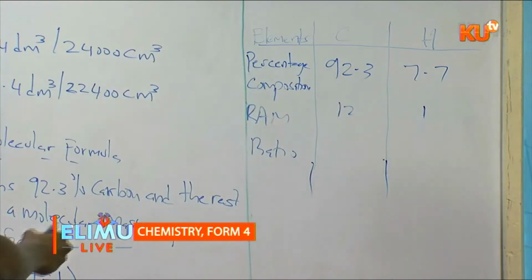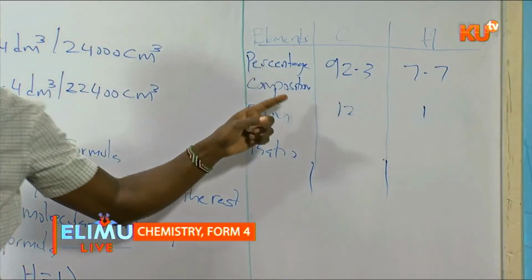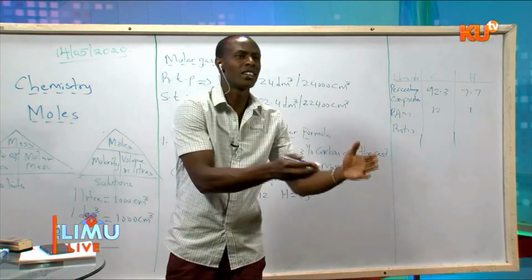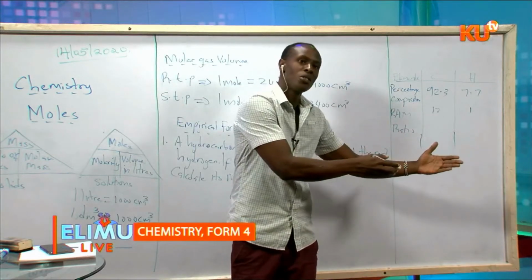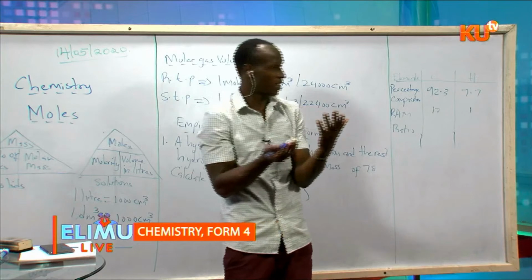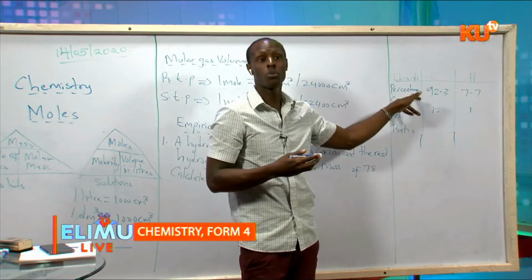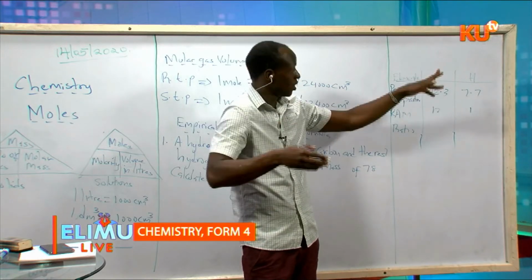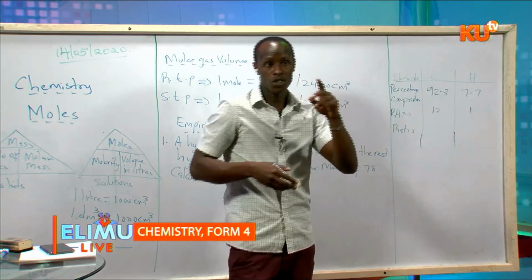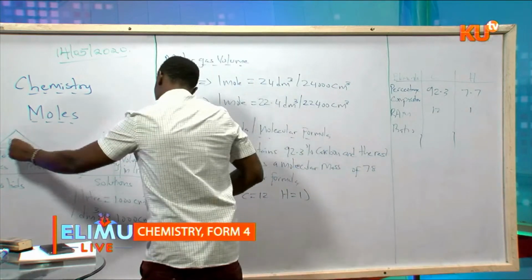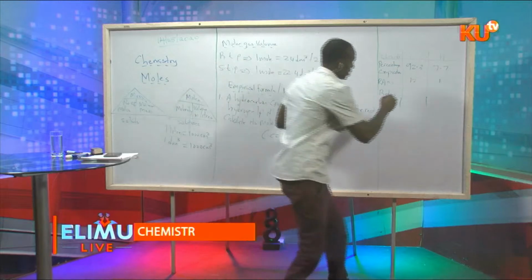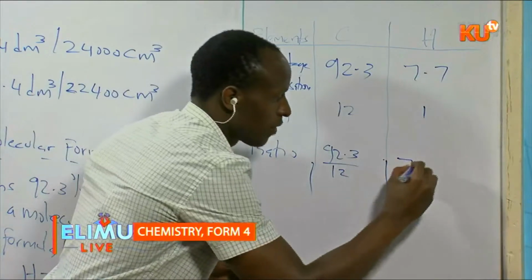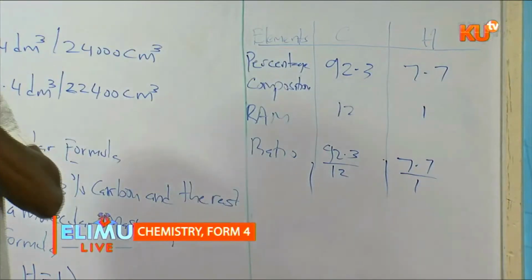We want to calculate the number of moles. Our percentage composition also acts as the mass, because if the compound's mass was 100 grams, it means carbon will be 92.3 grams and hydrogen will be 7.7 grams. So always your percentage composition will act as mass. In some questions, you'll be given the mass in grams. Some questions you're given the percentage composition. So moles is mass over molar mass. So here it's 92.3 over 12. And here is 7.7 over 1.